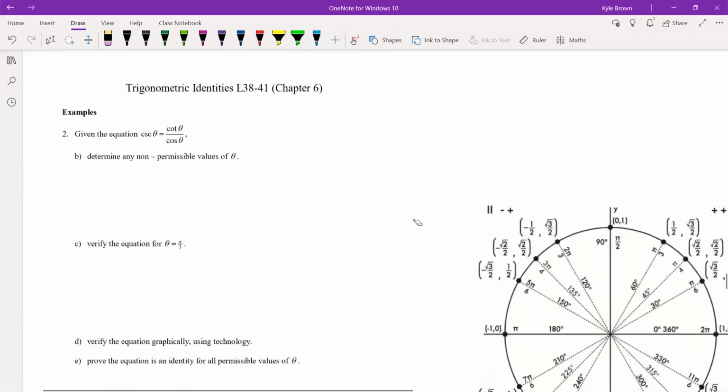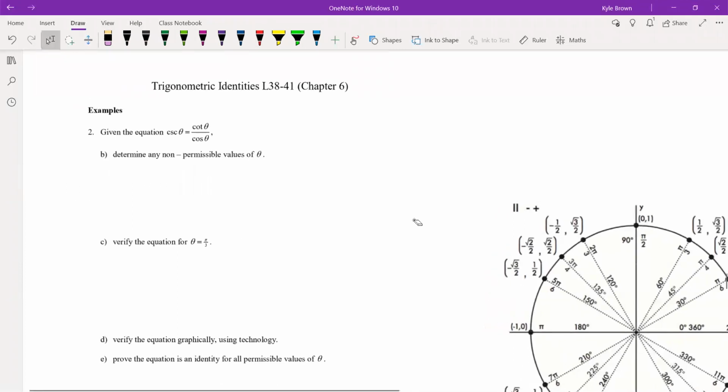All right, so doing some examples here. Let's do this first one. It says, given this equation, cosecant theta is equal to cotan theta over cos theta, determine any non-permissible values of theta. It doesn't even want us to solve this one yet. It just wants us to say what angles of theta are not allowed.